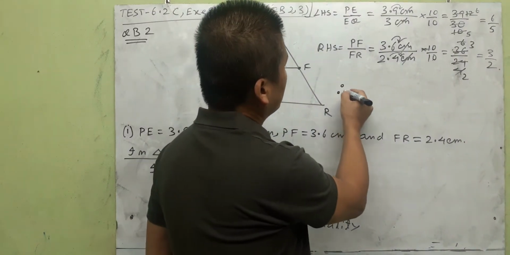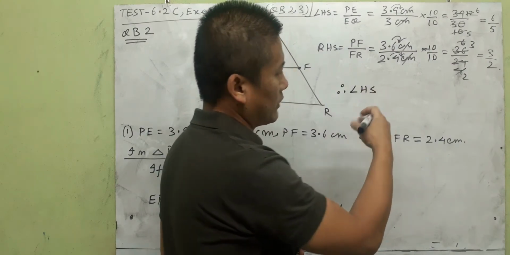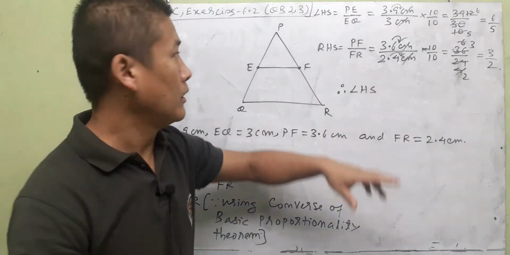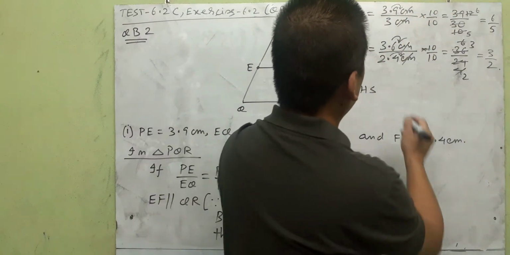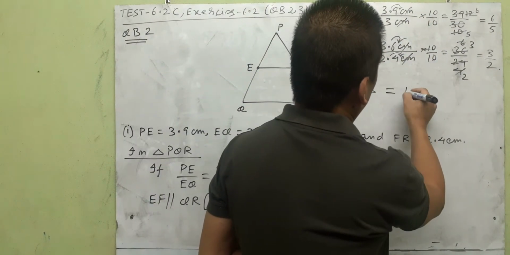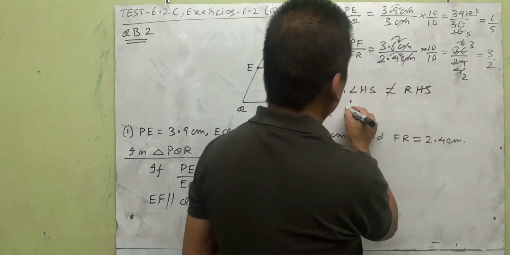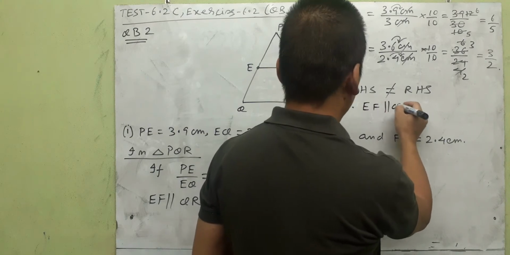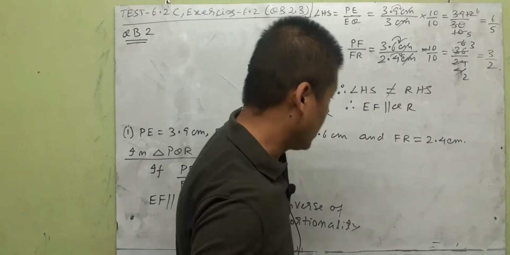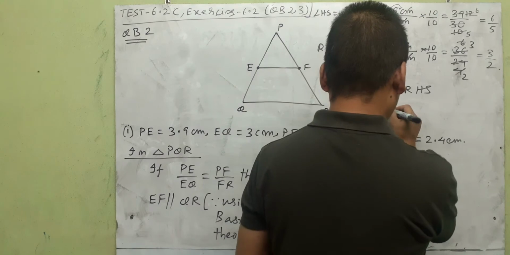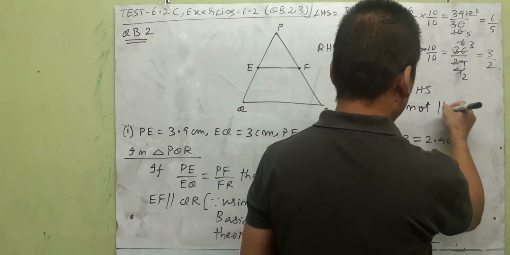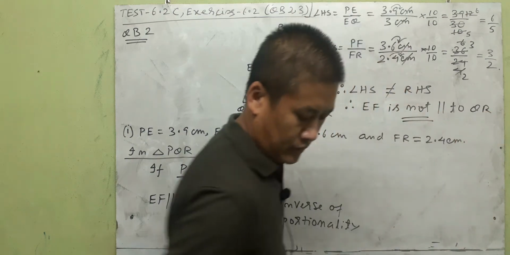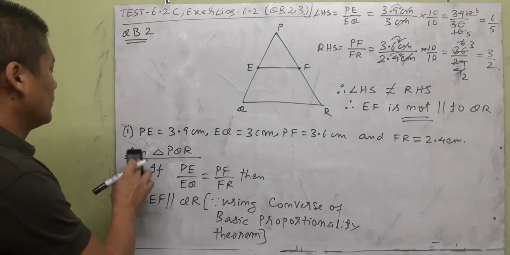So after that only you can compare. That's why we're doing that. Only when you cancel it to the lowest number possible, you can compare whether they are equal or not. So now we see left hand side is 6 by 5 and right hand side is 3 by 2. So they are not equal. Because they are not equal, EF cannot be parallel to QR in this case. So it's not parallel to QR. So the answer is no, right? Now let us go to the next one, 2.